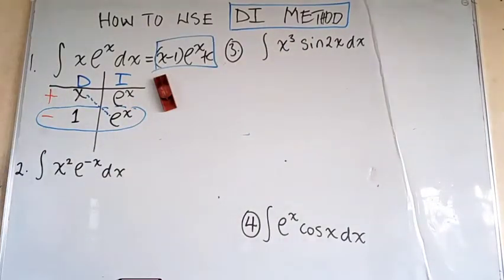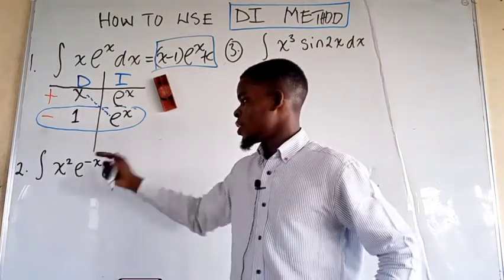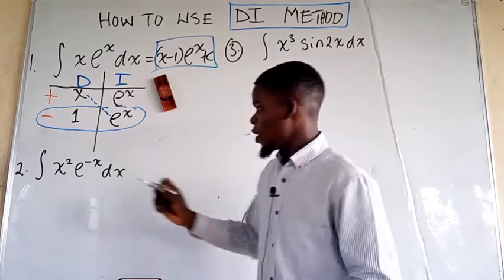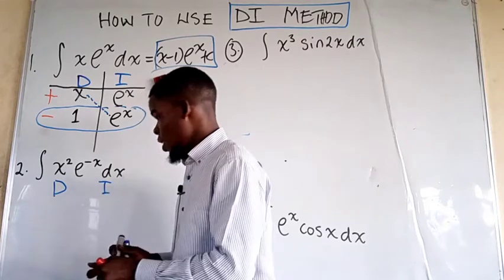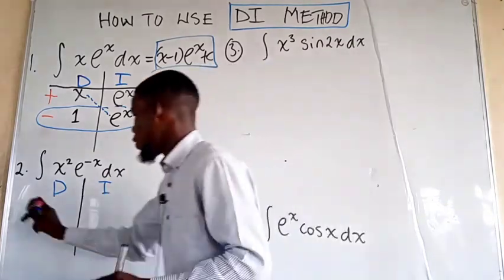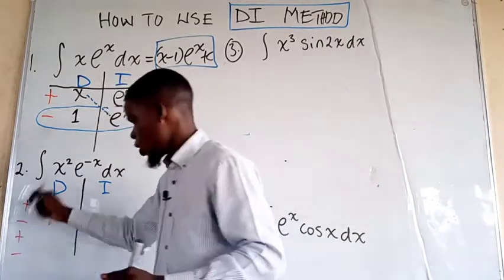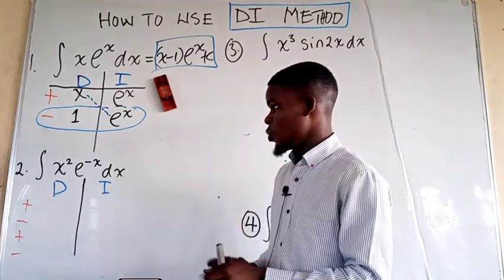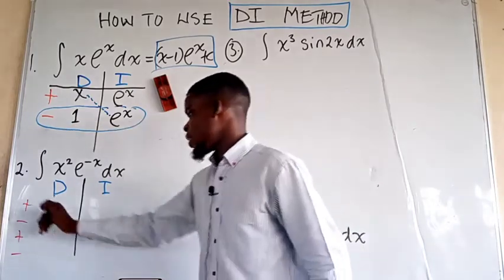Now, for the second question, we have a special case here. This is x squared, and this is e to the power of negative x. Well, the same way, we still put down the D and still put down the I over here, as a table. And then, remember, you alternate these signs, plus, minus, just keep alternating like that. Great. So the next thing we'd like to do is to differentiate this x squared and integrate this other one, e to the power of negative x.